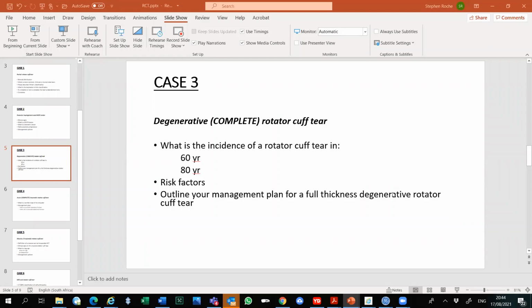Prof, just to clarify, are you discussing who you would be more likely to operate on with full thickness tears, or are you talking about rotator cuff tears in general? No, rotator cuff tears in general. But every time you see a patient, you have to make a decision. And your decision has to be based on as decent, as best evidence as you can.